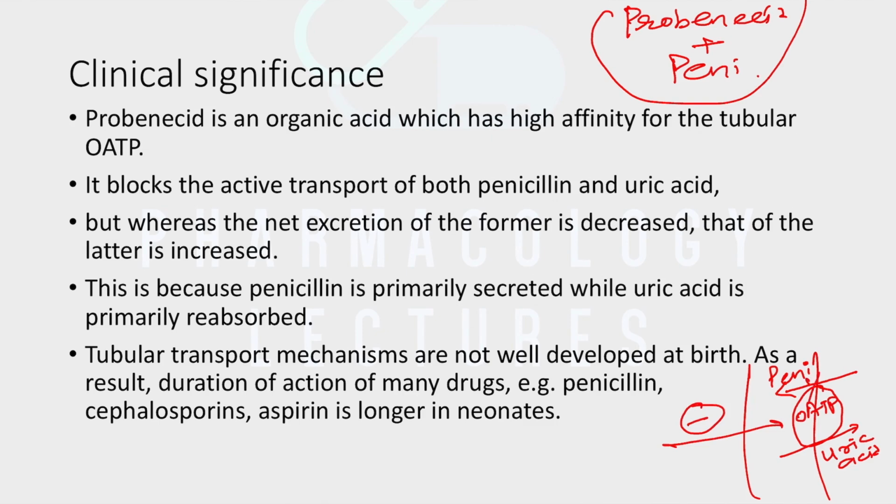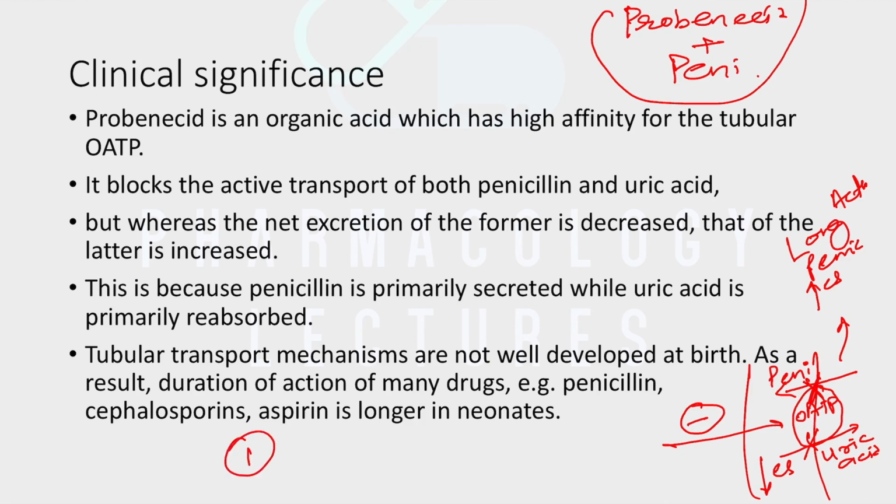The penicillin won't get secreted into the tubules, so the concentration of penicillin increases in the blood, so there will be longer action of penicillin in the body. And the uric acid reabsorption won't occur, so uric acid will get lost from the body and decrease in the body, and that would be helpful. So two helps occur with the help of inhibiting these acid transporters.